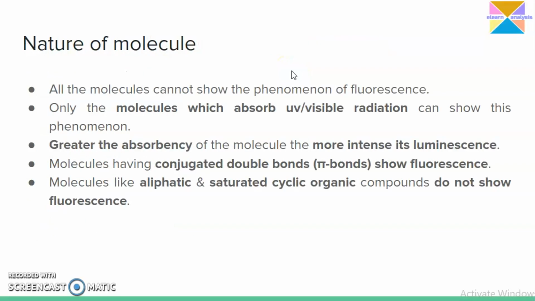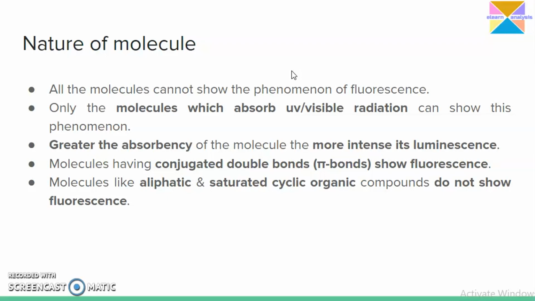Coming to the first one, that is the nature of molecule. We know from the previous slides that not all molecules show the fluorescence phenomena. Only molecules which absorb visible radiation and have pi to pi star transitions show fluorescence. Greater the absorbance of the molecule, the more intense its luminescence, whether it is fluorescence or phosphorescence. So the more the absorbance of UV radiation by the molecule, the more intense the luminescence.